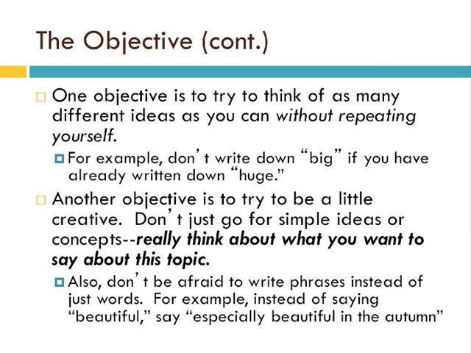And another objective is to try to be a little creative. So don't just go for simple ideas. Really think about what you want to say. Be specific, and also don't be afraid to write phrases. So, for example, instead of just saying beautiful, say something like it's especially beautiful in the autumn. So when I think about my place in Mackinac, I'm really going to think of specific places, details, perhaps even, again, the times of the year that I visited.